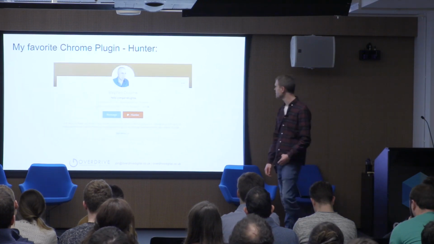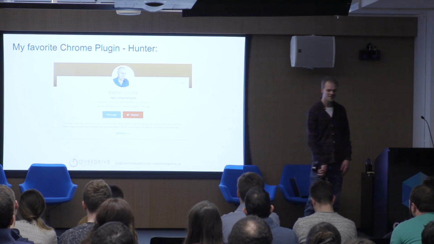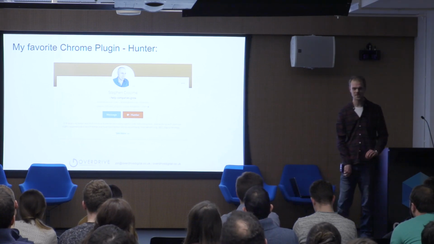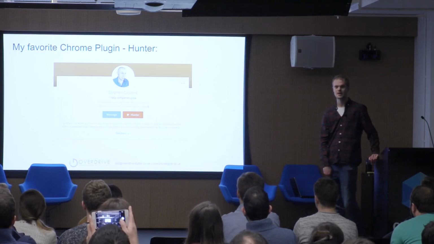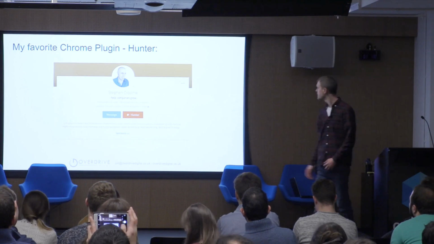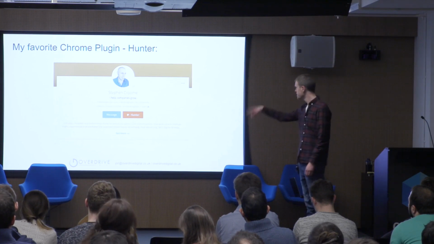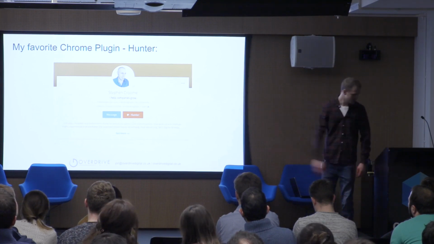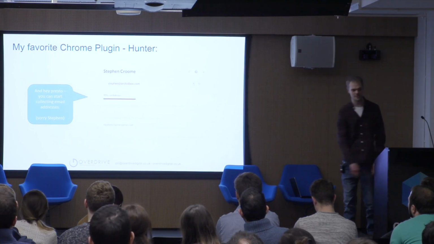My favorite Chrome plugin for this type of thing, sorry Stephen, is a plugin called Hunter. Don't know if anyone's used that before. A few people maybe? What it does, just add it onto Chrome. If you Google it, you'll find it. Then when you look at a profile on LinkedIn, you get the orange Hunter icon. If you click on that, you get their email address.